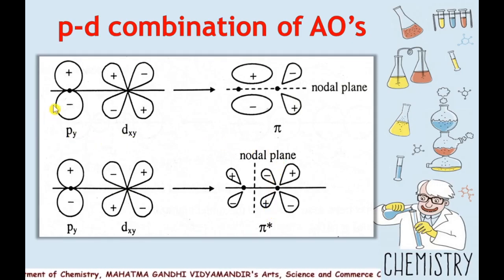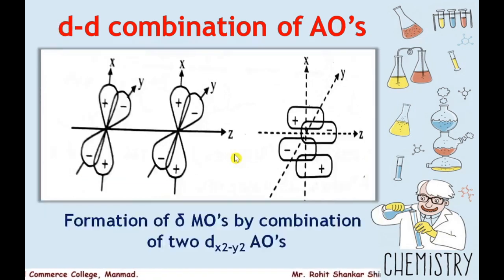Here, overlap between the p and d orbital is lateral overlap, which produces pi bonding and pi star anti-bonding. When signs of wave function are similar, there is formation of pi BMO, pi bonding molecular orbital. When signs of wave function of atomic orbitals are different, there is formation of pi star anti-bonding molecular orbital.